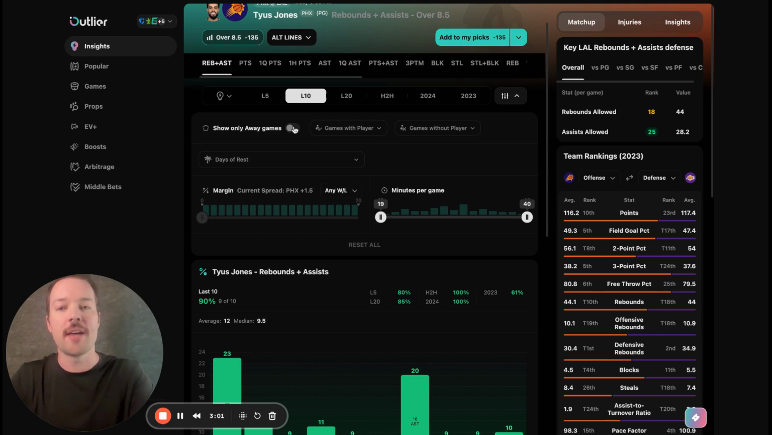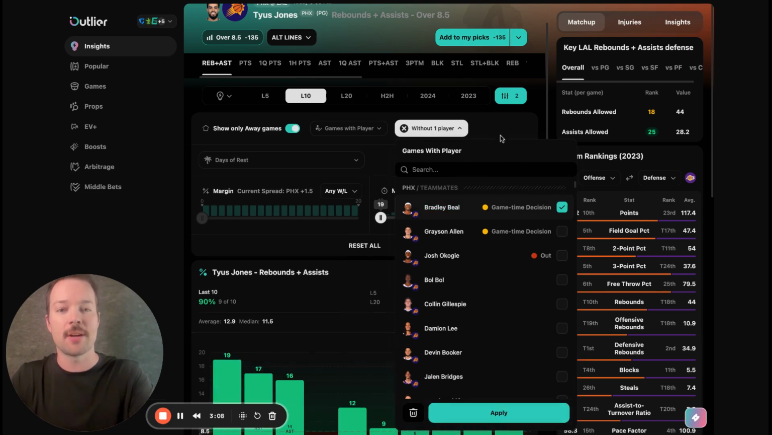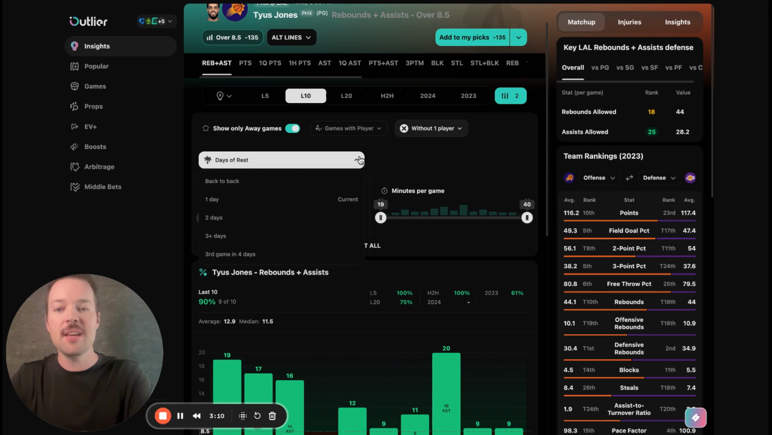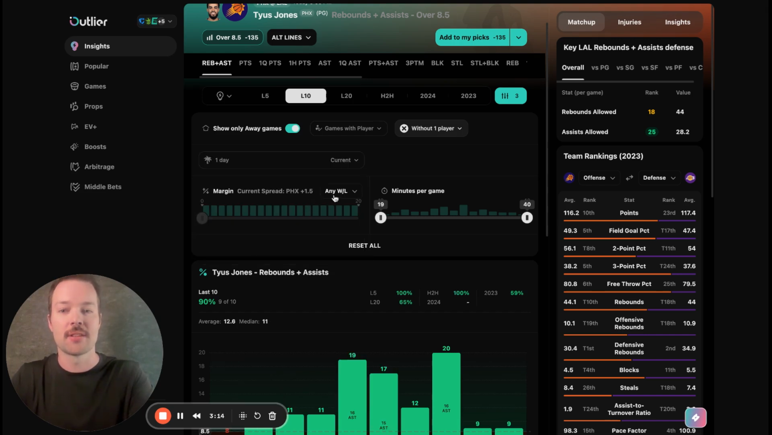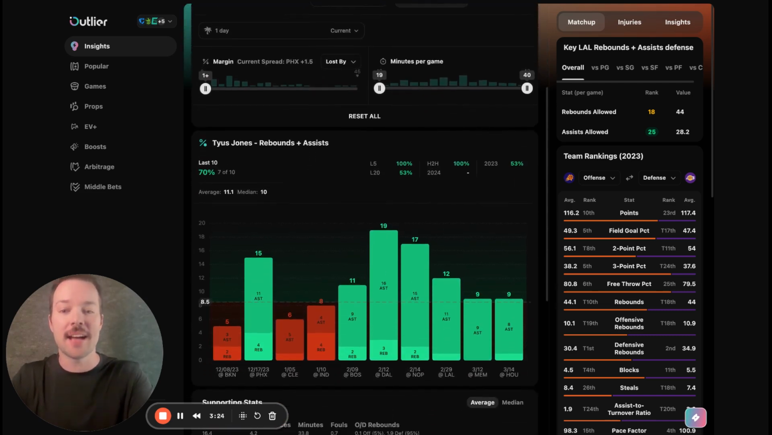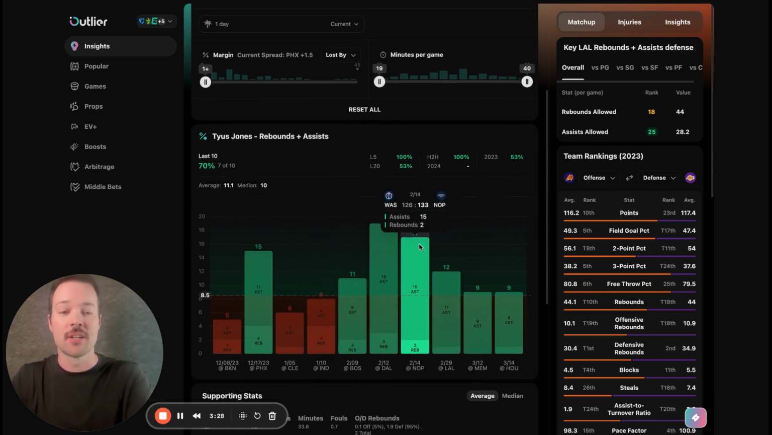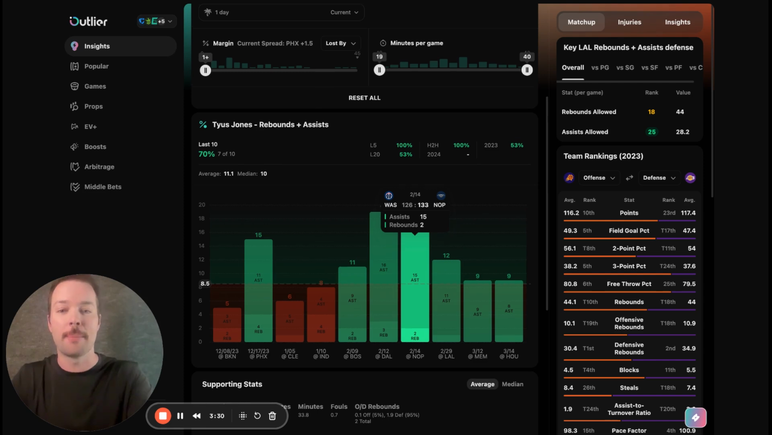So let's see just away games because the Suns are on the road. And let's see games without, I don't know, Bradley Beal because it looks like he's a game time decision. And let's see when Tyus Jones is coming off 1 day of rest, which is currently the case. And let's see when the Suns lose by 1.5, which is the line for tonight's game. Those conditions have happened 10 times, and Tyus Jones has hit that line 7 out of 10 times. So actually, this is a pretty interesting prop.